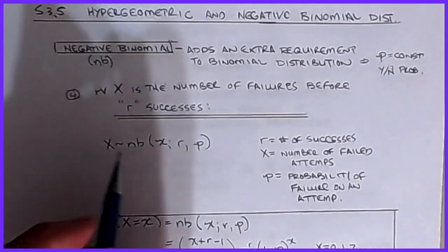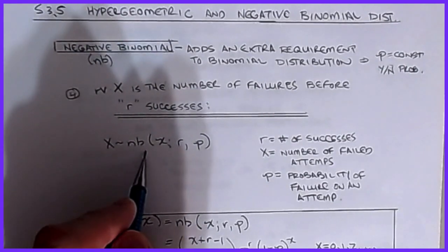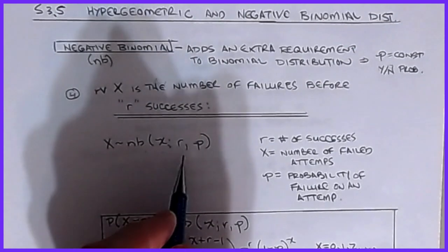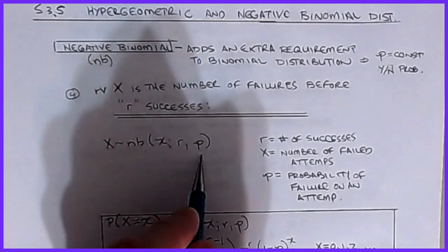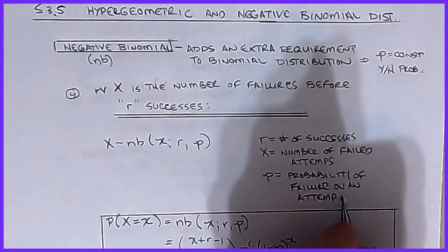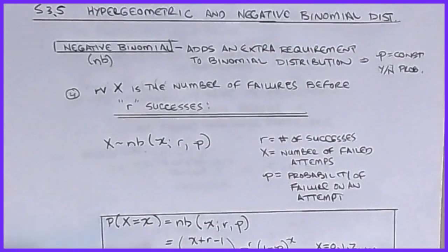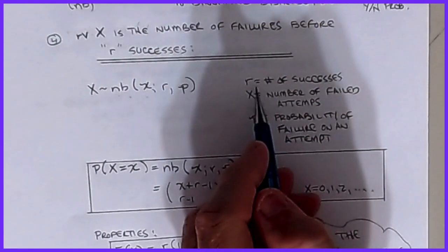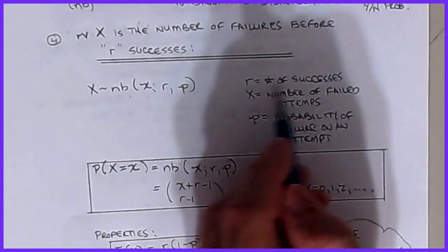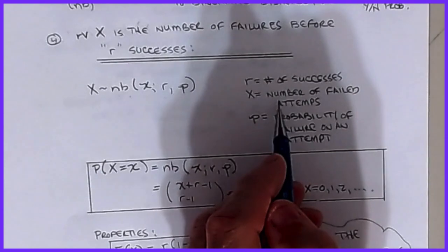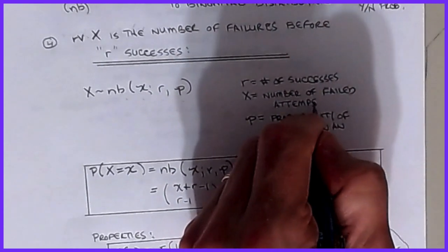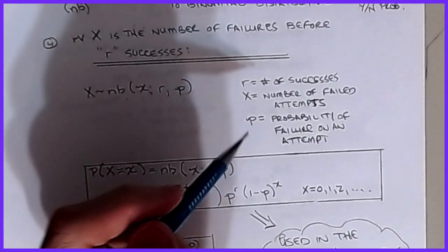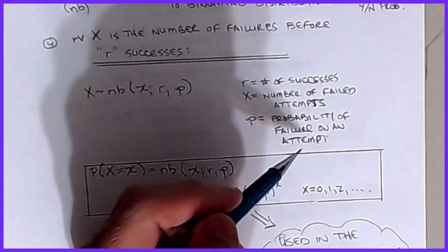So here's our random variable. We're going to declare it as a negative binomial, there's the NB, and then the parameters that we're going to pass in will be the number of successes we're looking for, and the probability of failure of an attempt. So again, we define our parameters. R is the number of successes that we're looking for. X is the number of failed attempts, and P is the probability of failure on a given attempt.